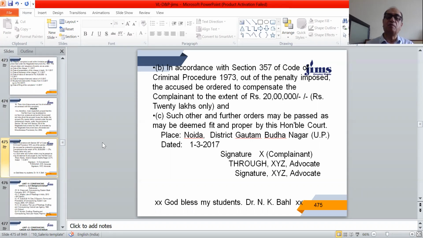Then you will have to obtain the signature of the complainant on this complaint. And since this complaint has been drafted through some advocate, that is XYZ advocate, you will mention this also. And then signatures of XYZ advocate are also required to be appended on this complaint. So dear students, this is how we have learned the drafting of a criminal complaint for dishonor of a check under Section 138 of the Negotiable Instrument Act.